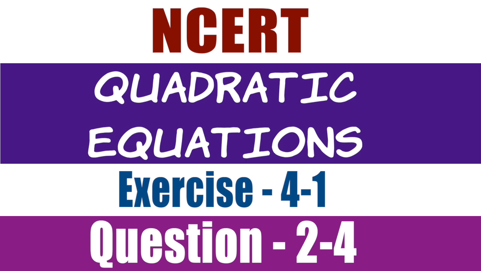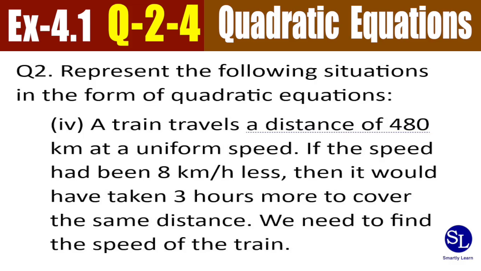In this video, we are going to see how to solve the last subdivision in the second question in exercise 4.1. Let us look at the problem. A train travels a distance of 480 kilometers at a uniform speed. If the speed had been 8 kilometers per hour less, then it would have taken 3 hours more to cover the same distance. We need to find the speed of the train.